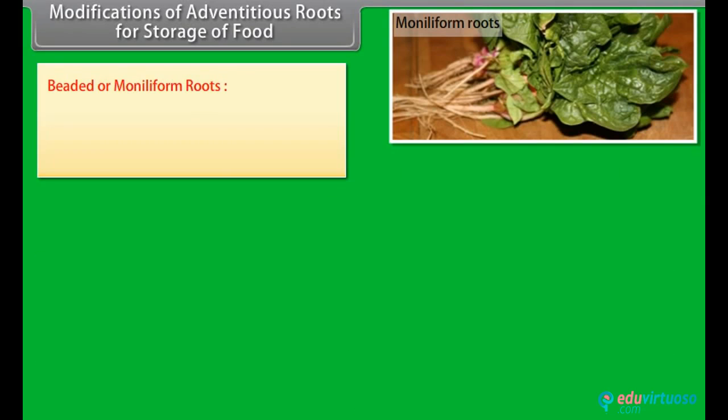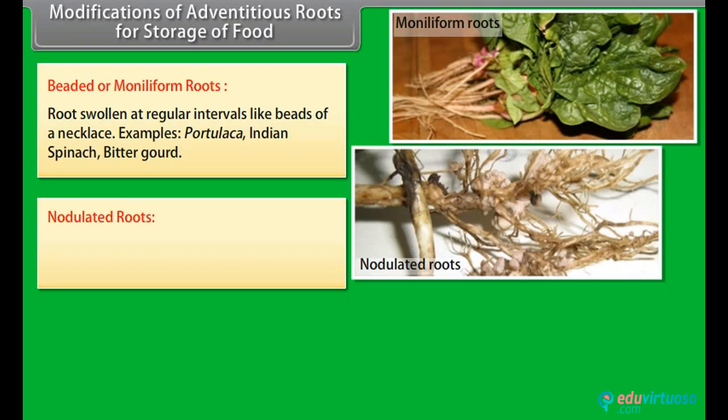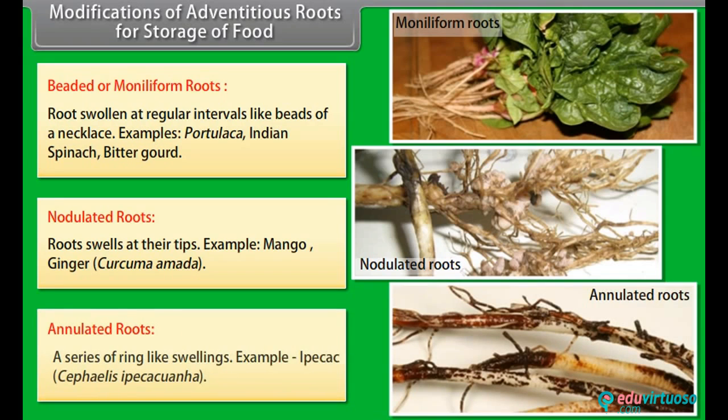Beaded or moniliform roots: roots swollen at regular intervals like beads of a necklace. Examples, portulaca, Indian spinach, bitter gourd. Nodulated roots: roots swell at their tips. Example, mango, ginger. Annellated roots: a series of ring-like swellings.